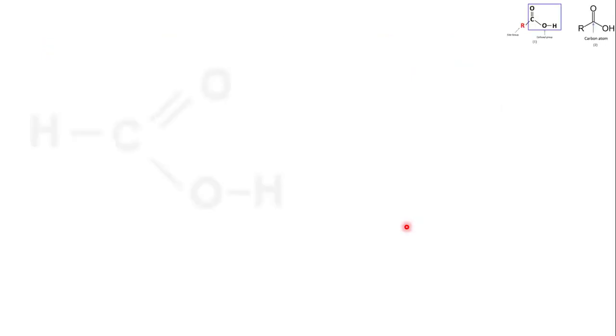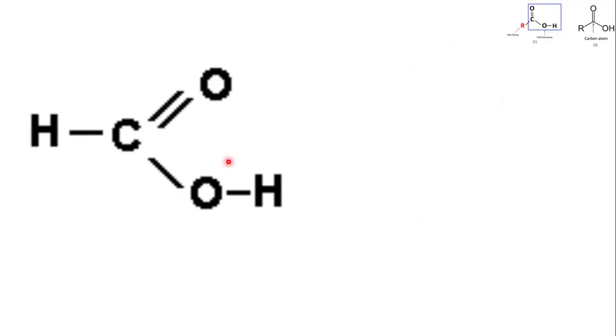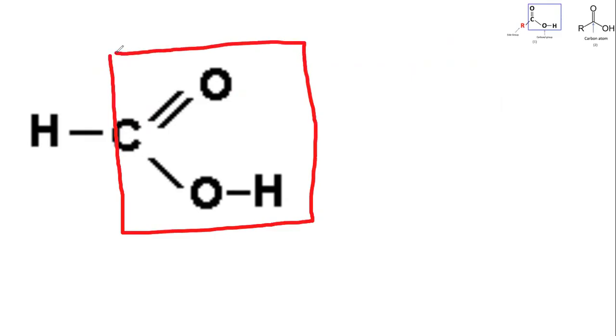Okay, so let's begin with the first one. Is this a carboxylic acid? Indeed it is. How do we know? Well, we have the carboxyl group, which is COOH, and we also have the R group. Boom. So we know that we are dealing with a carboxylic acid.